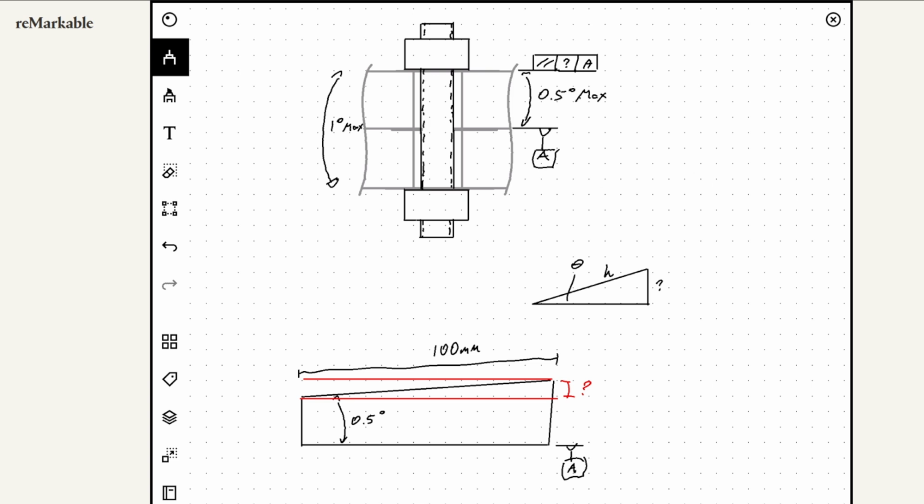So using some math, we can go sine theta is equal to question mark over hypotenuse. Do some rearranging. Our tolerance zone is equal to h, which is 100, times sine of 0.5 degrees. And we'll plug that into the calculator. 0.87, round up to 0.873 millimeters.